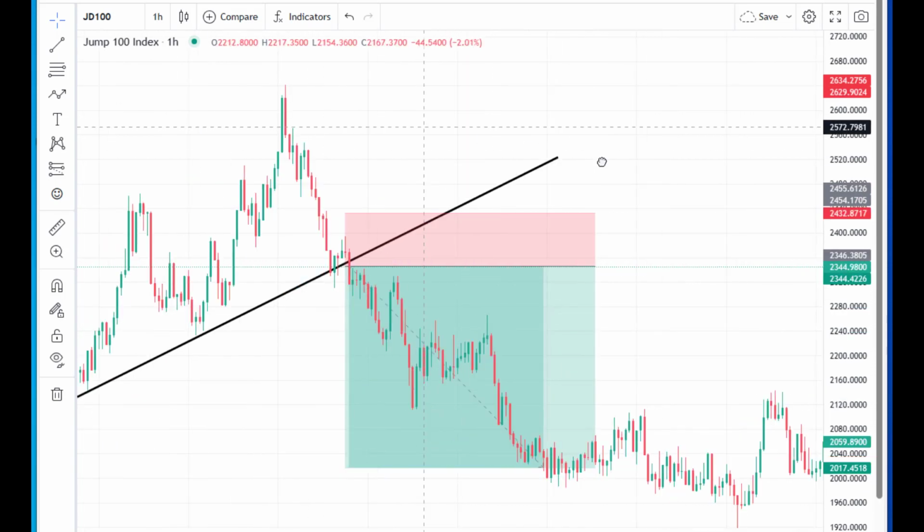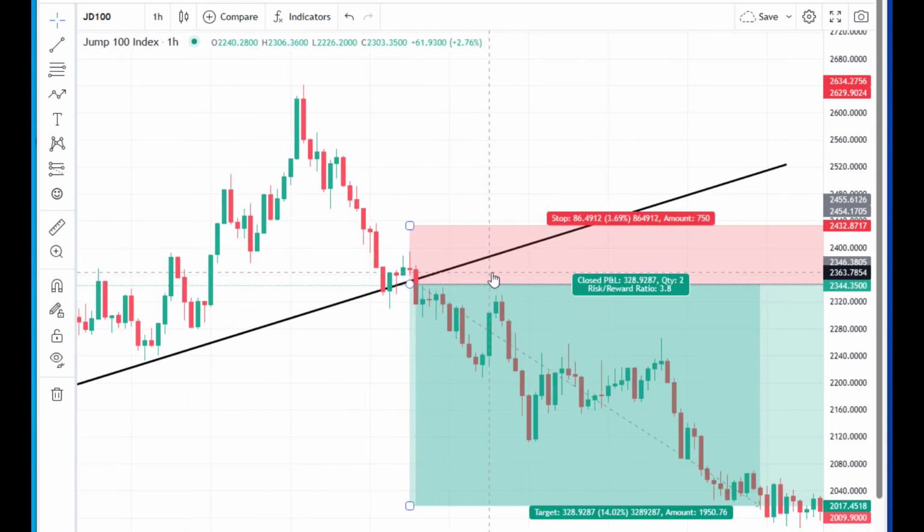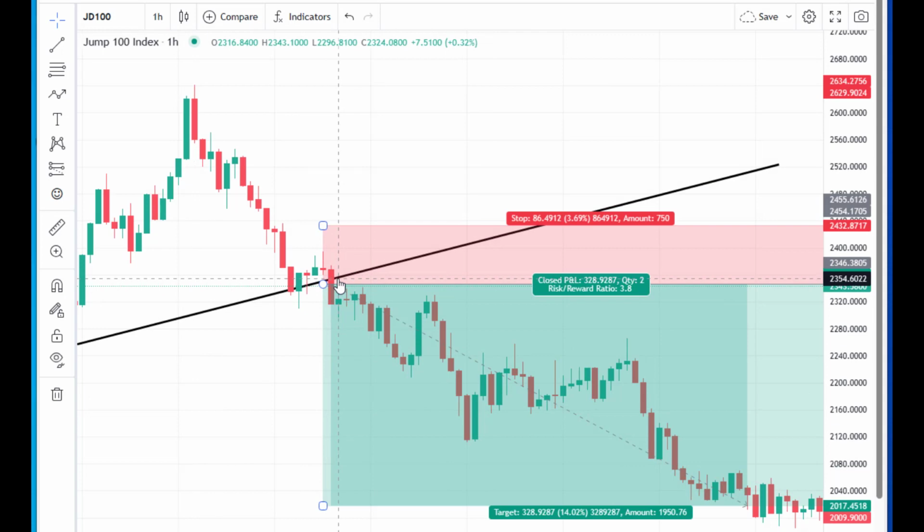Now you see that initially at this first instance we could not enter here because this candlestick was not showing bearish pressure. You see there was a rejection with a strong wick down. Now the next candle that formed showed strong bearish pressure. Price actually closed very far below this zone here.